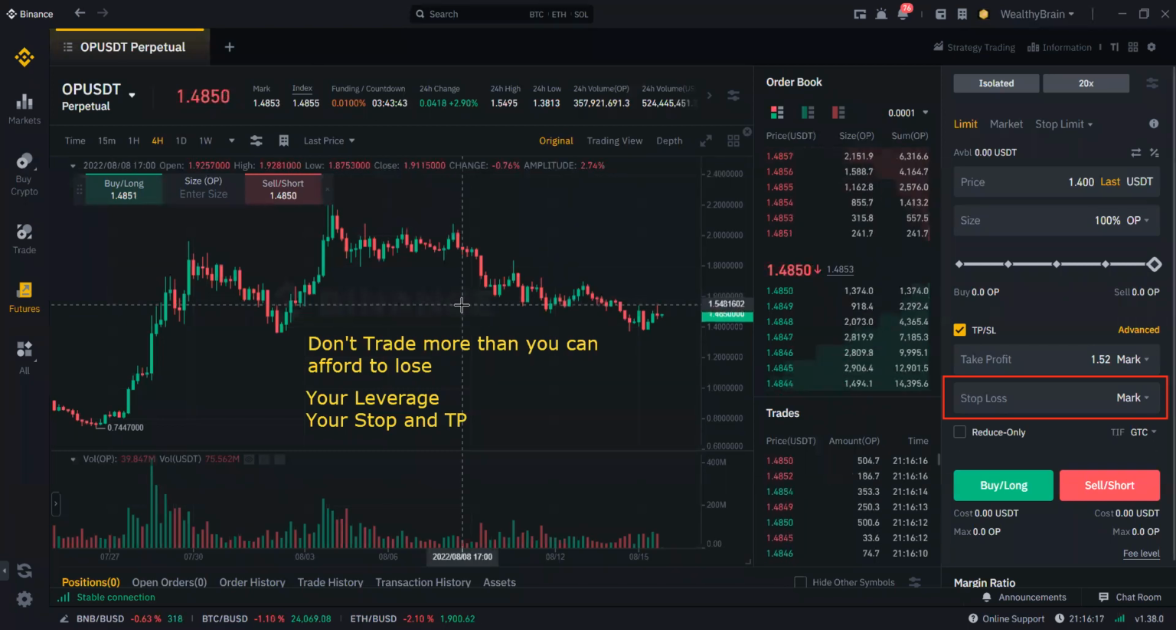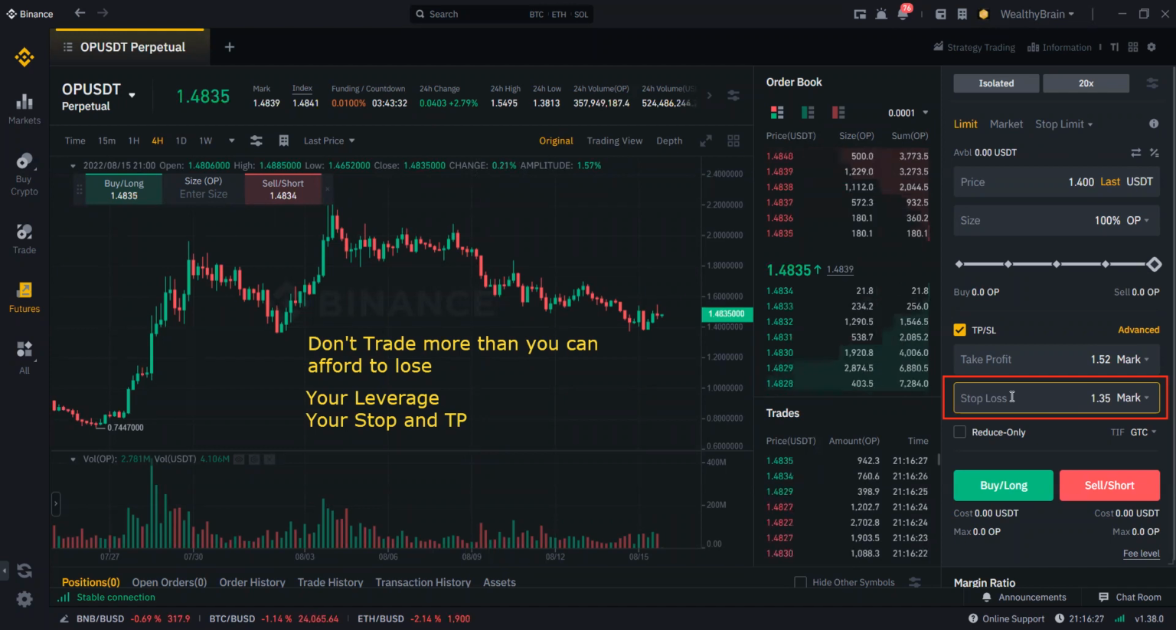So set your stop loss. Your stop loss can be 1.35. Depending on the stop loss you are given, you can set it as 1.35. So once the trade is going against you and it hits 1.35, the trade will just close automatically so that you won't lose your money.